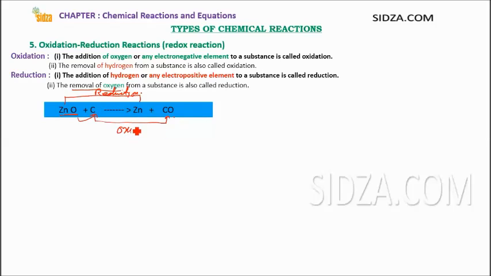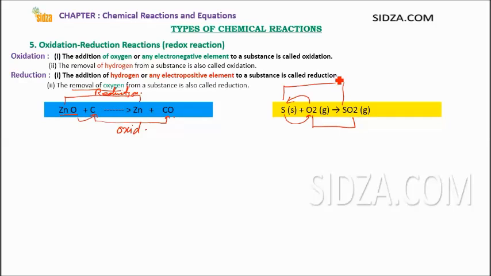Carbon gets oxidation, right? Another example, sulfur and oxygen. Addition of oxygen to the sulfur is oxidation, and addition of sulfur to the oxygen is reduction. So we say the sulfur is getting oxidized and oxygen is getting reduced. This one is a classical concept of oxidation and reduction.